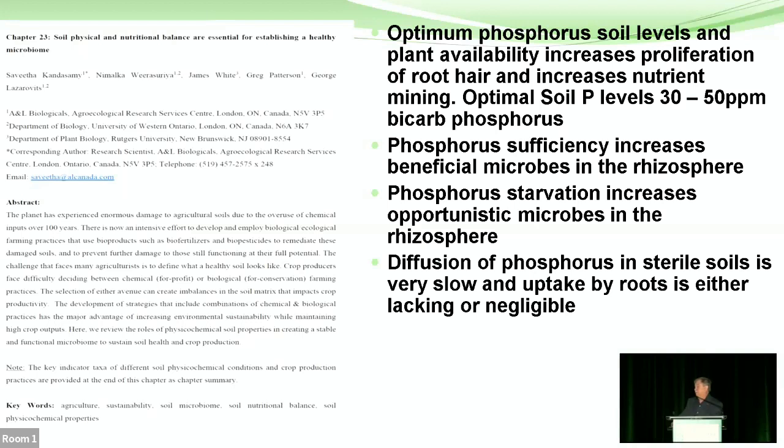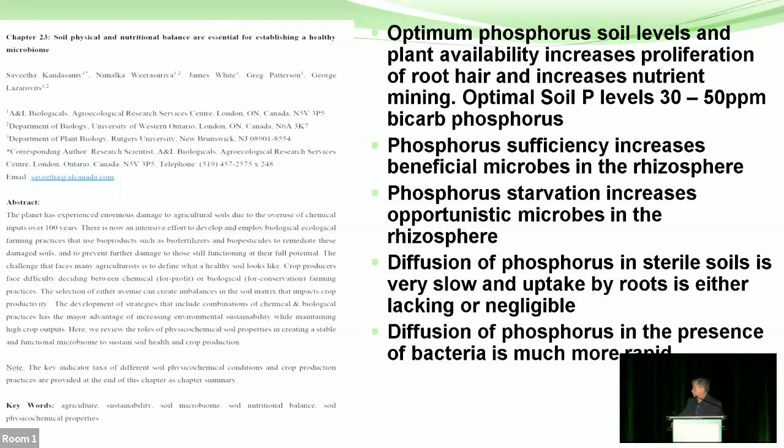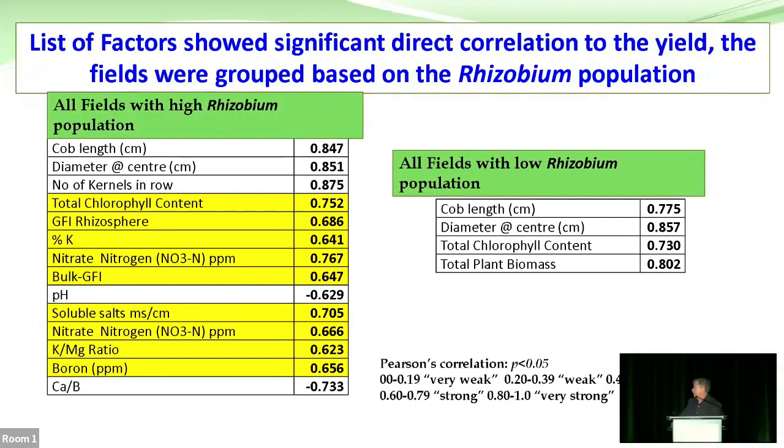We also looked, or James White looked, at sterilizing soils and getting rid of all microbes to see what kind of an impact it had on nutrient uptake and productivity. And we found out that when that happens, there's virtually no root hairs produced on the plant. So its efficiency to take up nutrients is very much diminished. And then again, diffusion of phosphate in the presence of good bacteria is much more rapid. So when we have a good population of bacteria, we get much greater nutrient uptake.